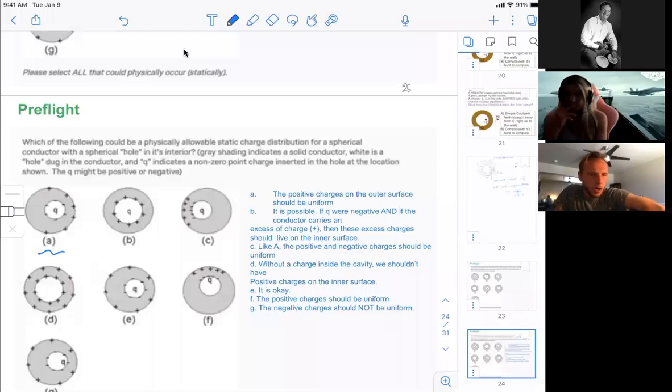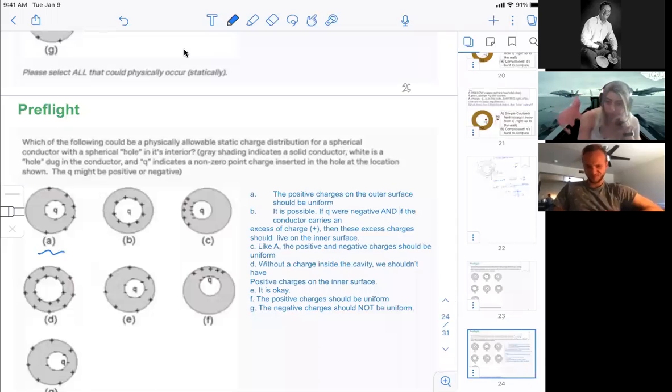This one is wrong because the positive charges on the outside should be uniformly distributed. There's no reason for the positive to be non-uniform. B, it is possible. If your Q inside is negative and this one is positively charged, then these positives will have to live on the inner surface. C is wrong. These positive and negative should be uniformly distributed. D is wrong because there's no charge in the middle. There's no reason for these positive charges to live on the inner surface. Now E is correct. F is wrong.